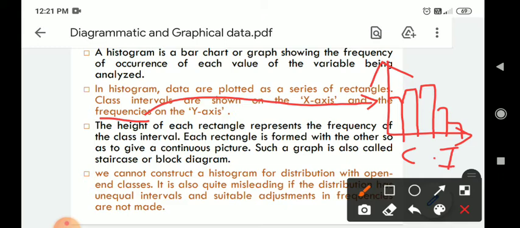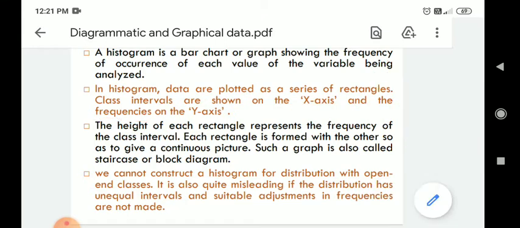Such a graph is also called a staircase or a block diagram. Generally these are not widely used names. The generally used name is the histogram. We cannot construct a histogram for a distribution with open end classes. This is very important to know. If you have open end classes, it is not possible at all to draw a histogram. It is also quite misleading if the distribution has unequal intervals and suitable adjustments in frequencies are not made.